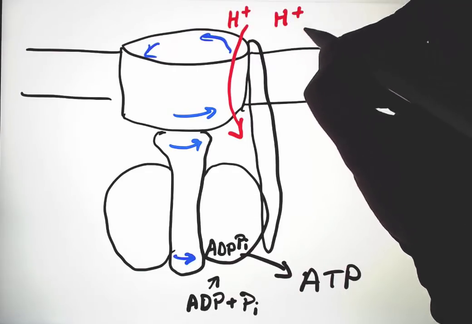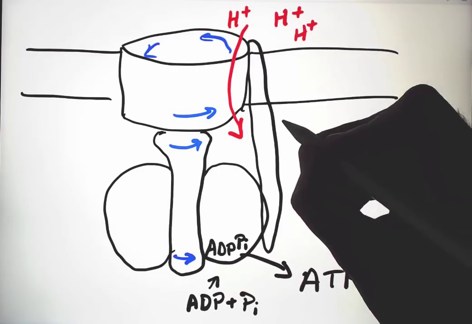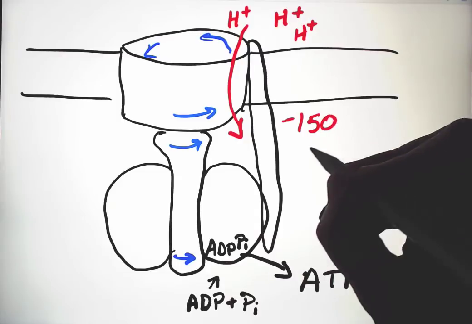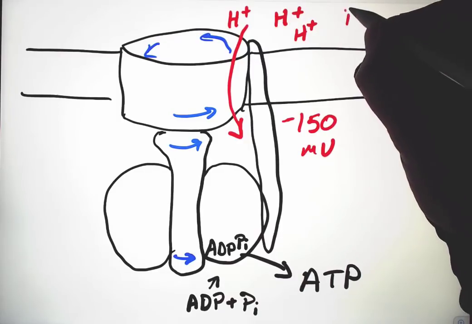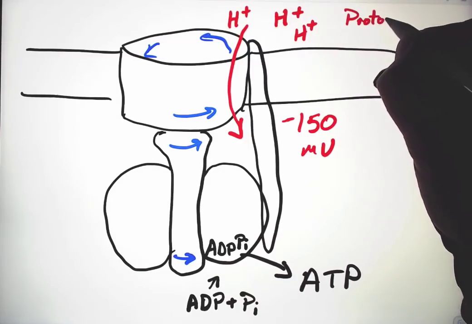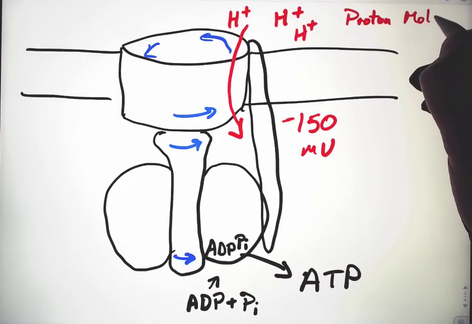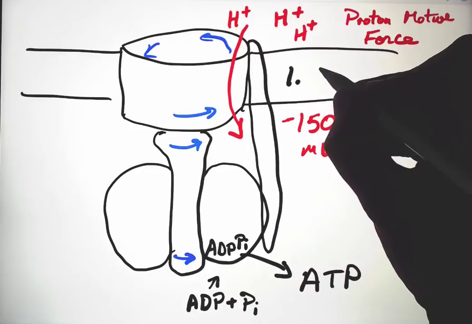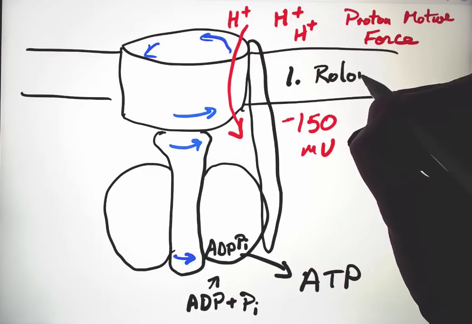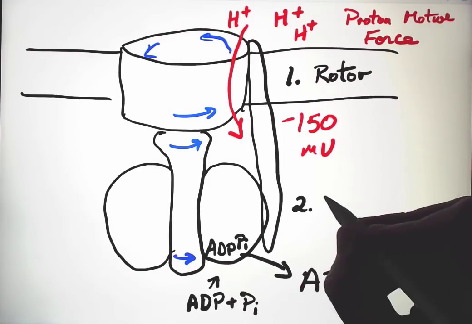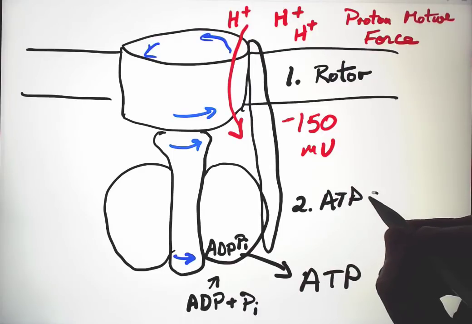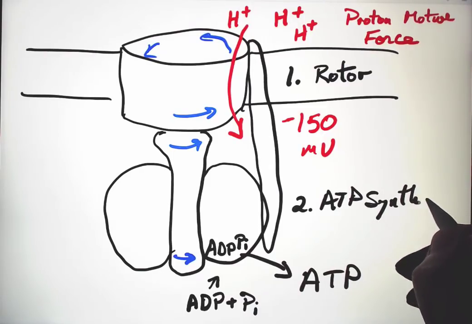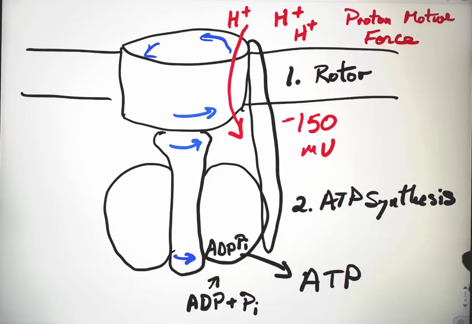That force is created by the proton motive force that includes both the concentration gradient, pH 7 up above and pH 8 down below in this video, and the -150 millivolt charge. So the initial force is provided by the rotor, and then the lower part shown here is where ADP and phosphate are actually bound together, forced together for synthesis.